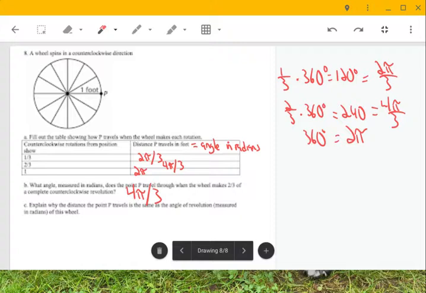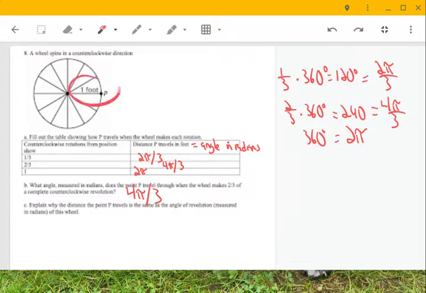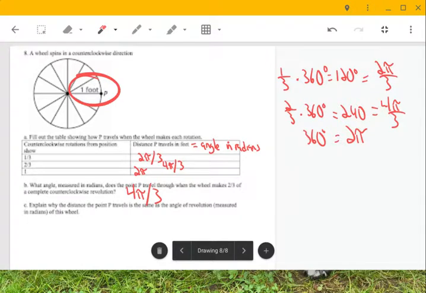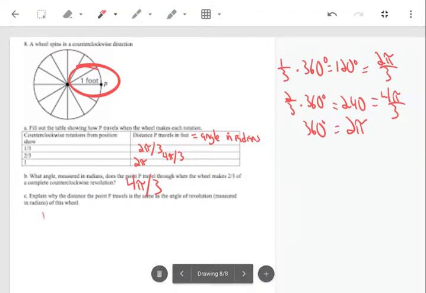Part C, explain why the distance the point P travels is the same as the angle of revolution measured in radians of this wheel. Okay? It has to do with the circle being a unit circle. Okay? That is the reason why it works. So because, to answer the question, explain why the distance the point P travels is the same as the angle of revolution.